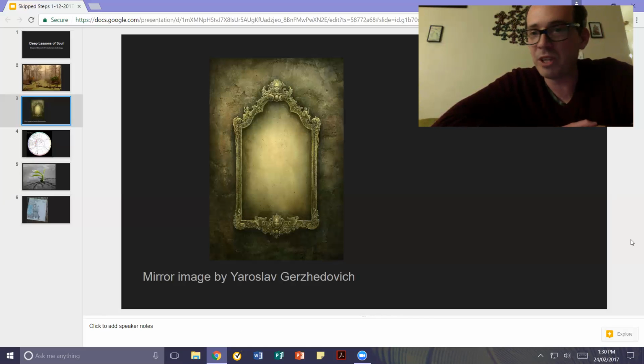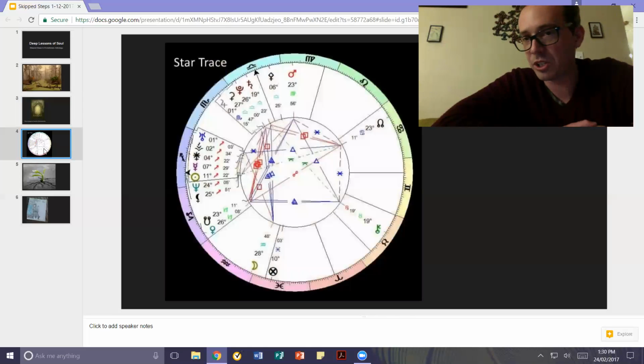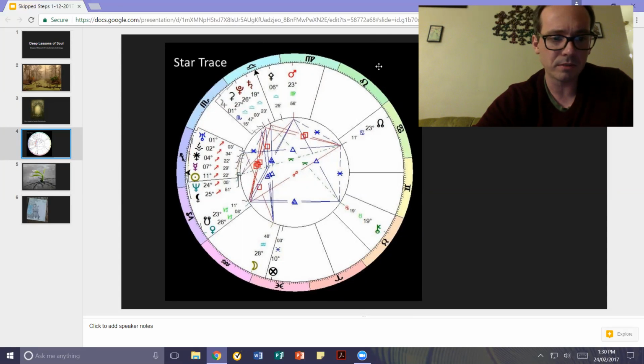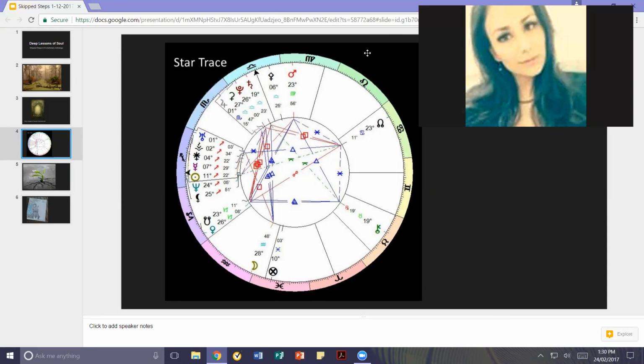And so I think we can go to the next slide then, which should be her chart. And I believe Diana is going to introduce her signature. So here we have Star's chart. As you can see, her skip step is Pluto, Saturn, and Libra, 10th house, squaring the nodal axis.